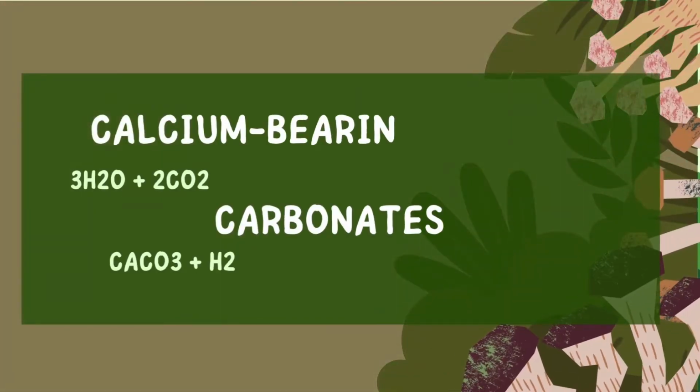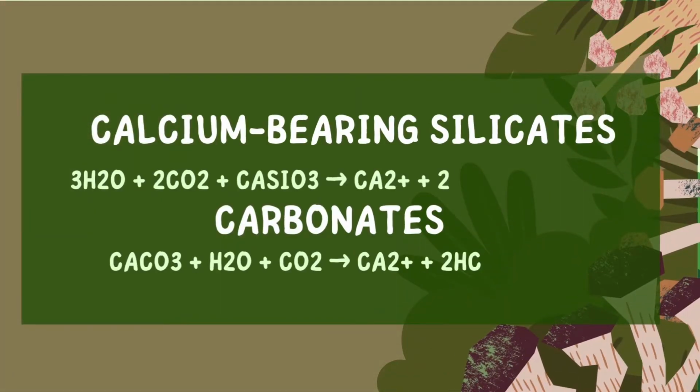For calcium-bearing silicates, the most significant weathering processes are as follows. 3 molecules of water plus 2 molecules of carbon dioxide plus 1 molecule of calcium silicate forms calcium plus 2 molecules of bicarbonate plus 1 molecule of silicon hydroxide. While for carbonates, 1 molecule of calcium carbonate plus 1 molecule of water plus 1 molecule of carbon dioxide yields calcium and 2 molecules of bicarbonate.